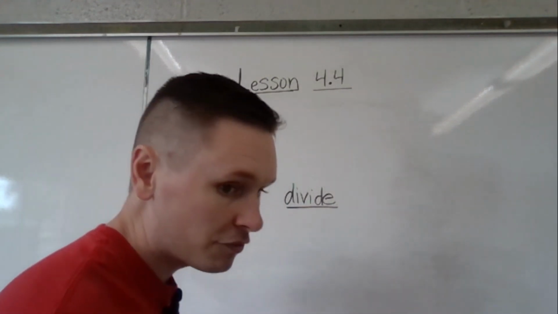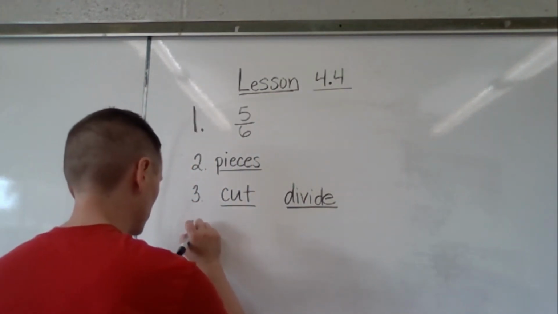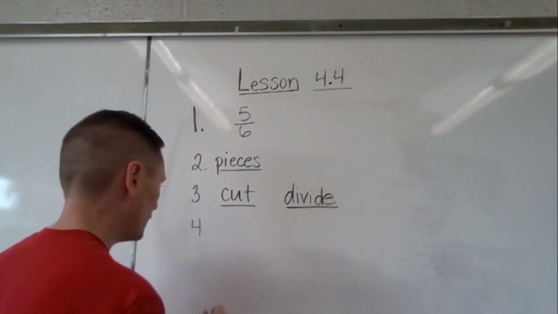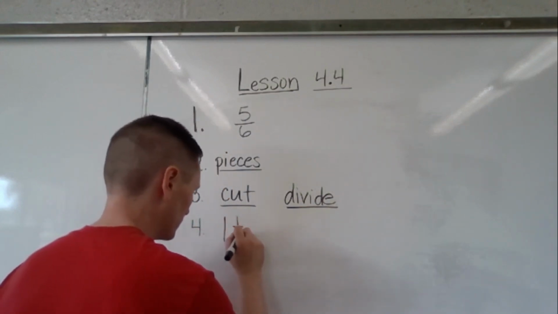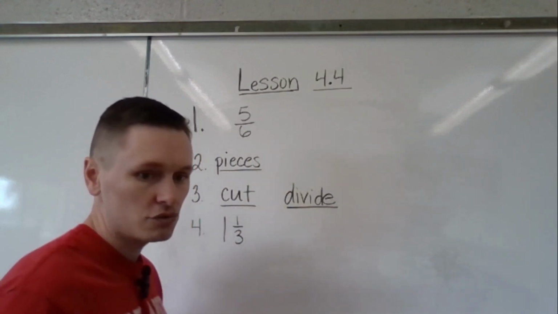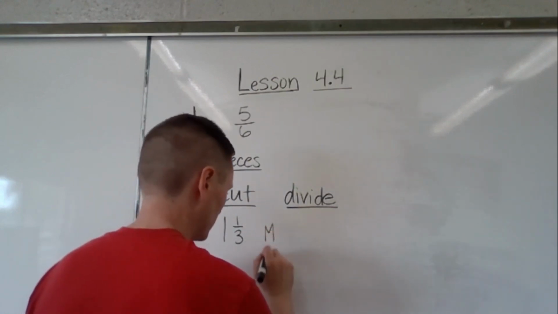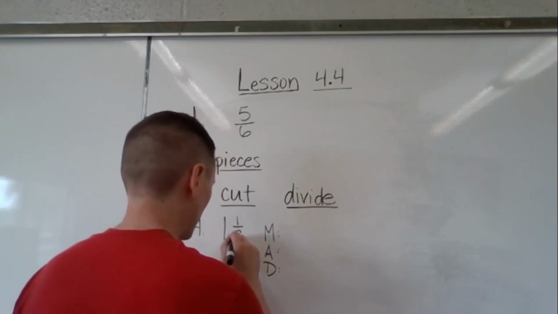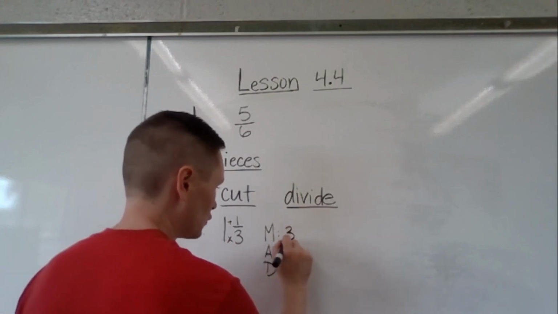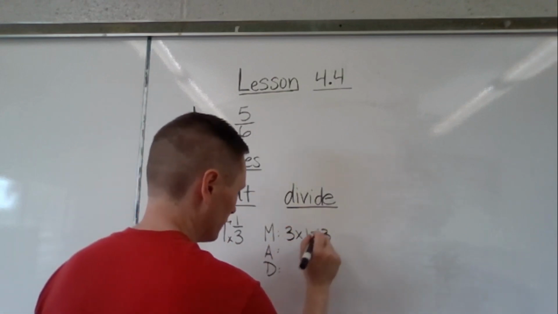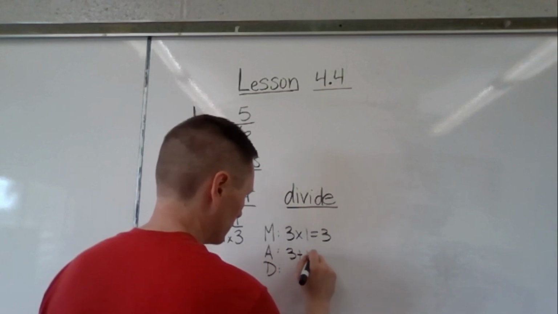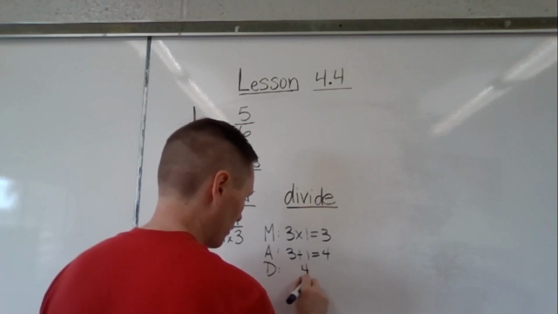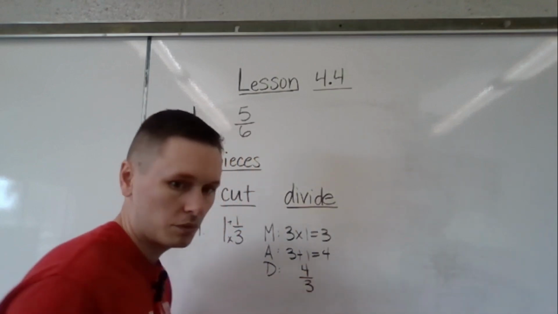Before we get there, step 4. Okay, step 4 says solve the problem. So I have 1 1/3, right? And I need to get a mixed number into an improper fraction. So I multiply 3 times 1, which equals 3. And then 3 plus 1 equals 4. And I keep my denominator, and so I have 4/3. Okay.